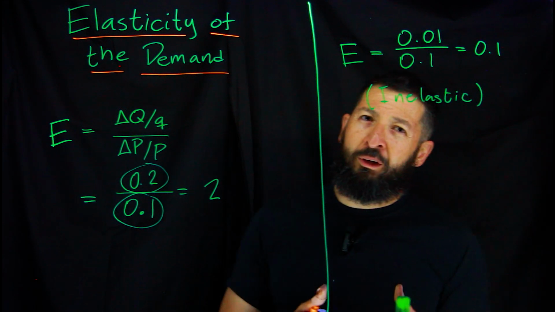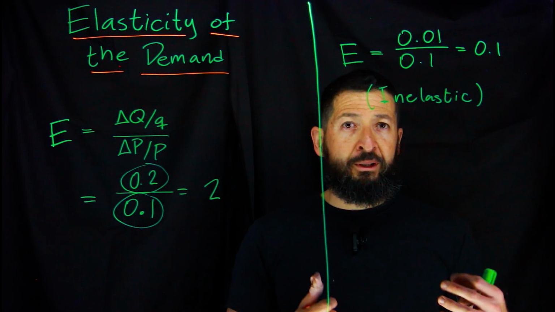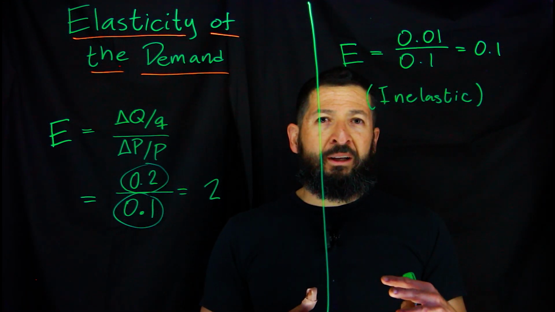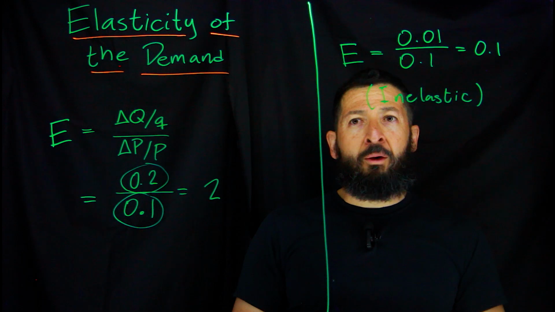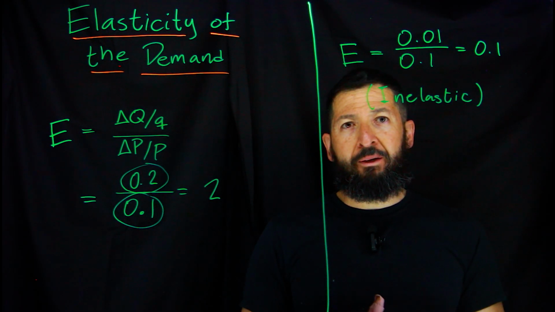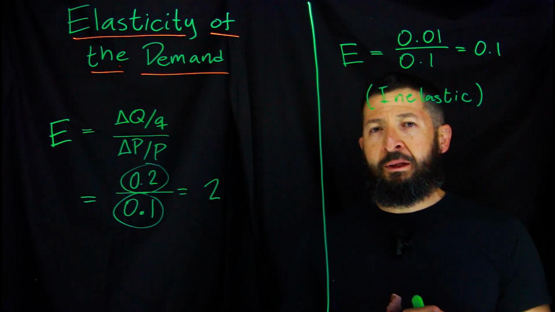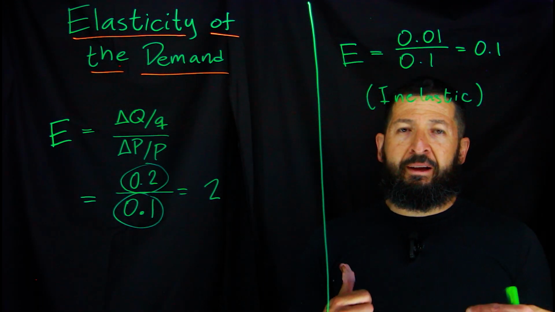So examples of products that will be elastic will be luxury goods. So for example, if the price of an iPhone gets too expensive, at some point you don't buy it. Or if the price of the TV gets too expensive, then you don't buy it, or an item of clothing. So those are examples of products or commodities that would be elastic.